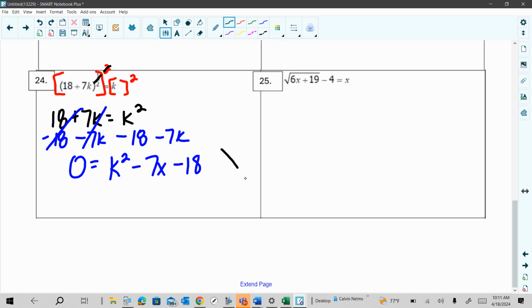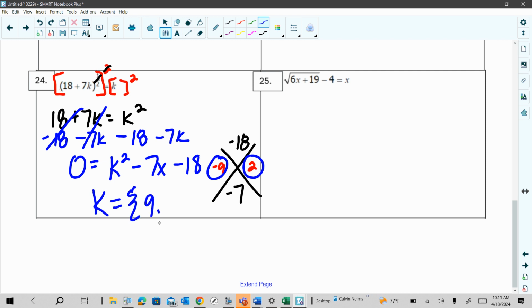Now I can go straight to my X puzzle. What number will go on top? Negative 18. And then negative 7. So we're looking for factors of a negative 18 with the sum of a negative 7. Negative 9, positive 2. So since these are the factors right here, my solution, k, is just the opposite of those factors. So it's going to be a positive 9, negative 2.